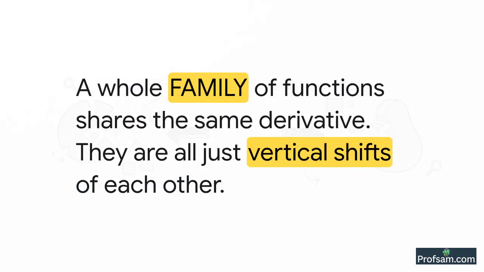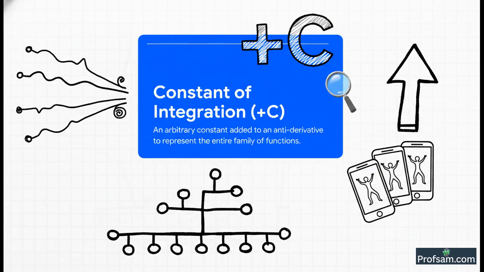So what does this mean? It means we're not looking for just one function. We're looking for an entire family of functions. Picture the graph of y equals x squared in your mind. Now imagine just sliding that whole graph up, or sliding it down. The actual shape of the curve doesn't change, right? This means the slope, the steepness, at any x value stays exactly the same. All these parabolas, just shifted up or down, all share the same derivative. So how on earth do we write down an answer that represents this entire family?